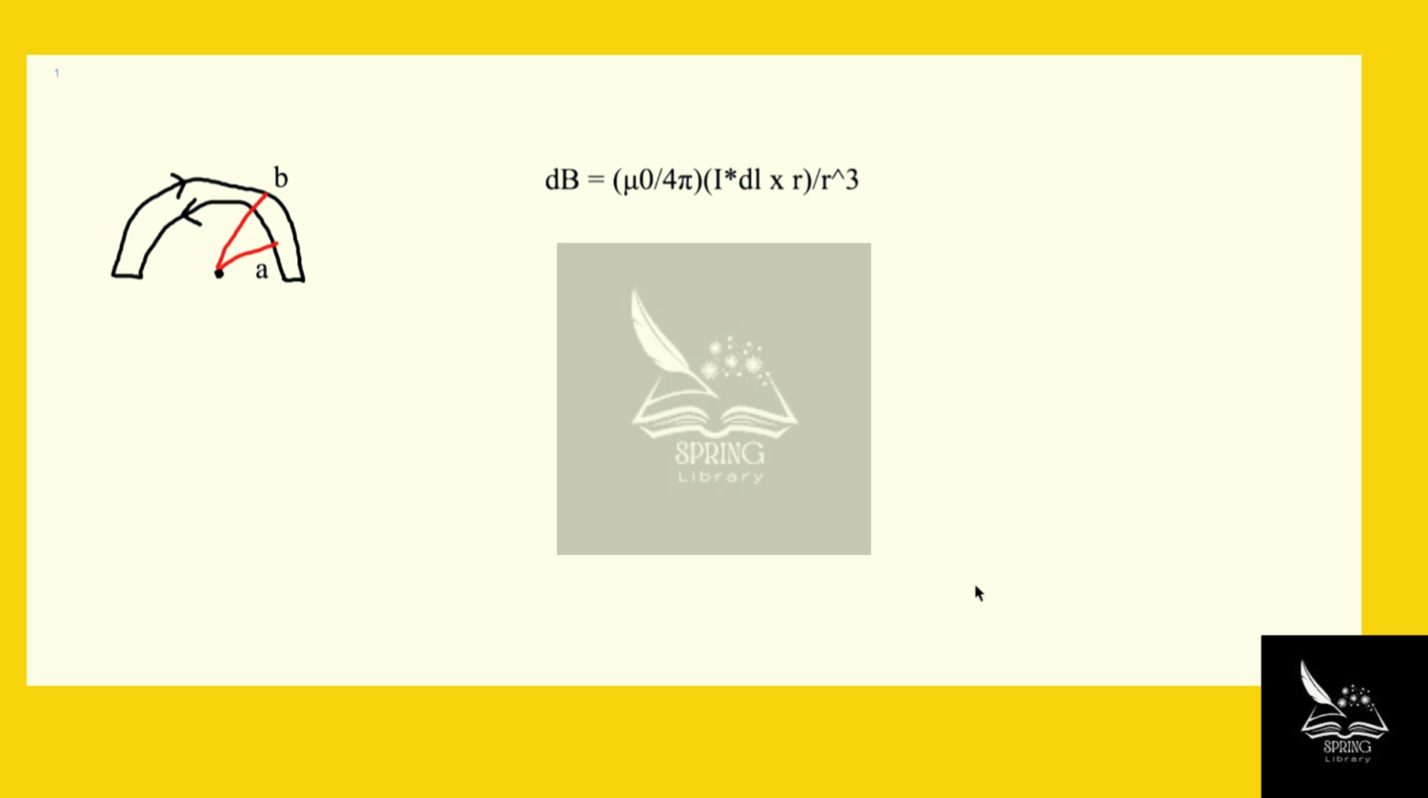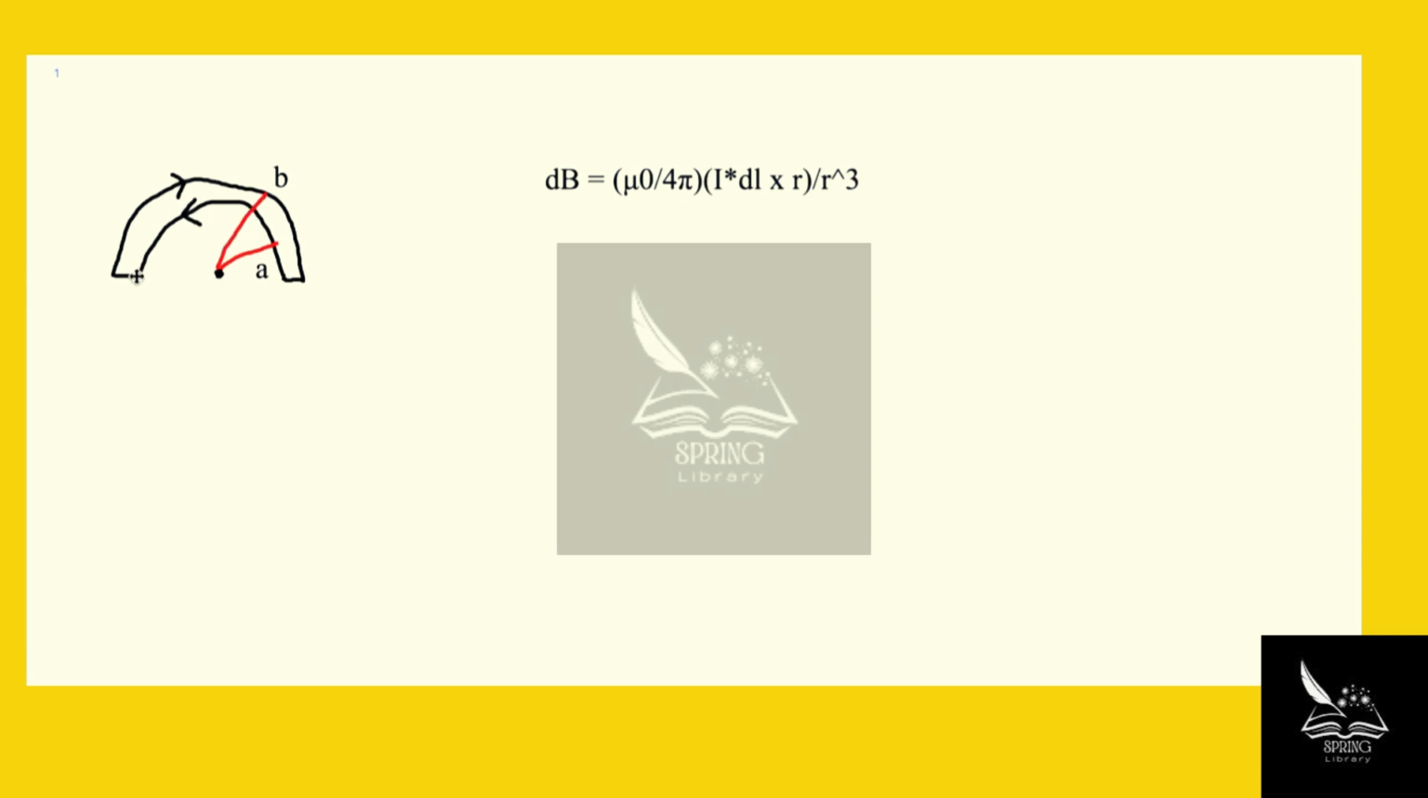Okay, we're looking at question 28.66. We have two wire semicircles that are connected here to make a current loop, and we're trying to find the net magnetic field that the current in the wires produce at this point. So this point is a distance A from this inner semicircle and distance B from the outer semicircle.